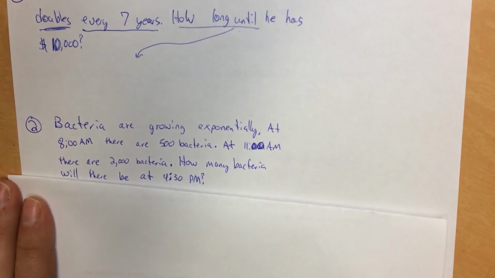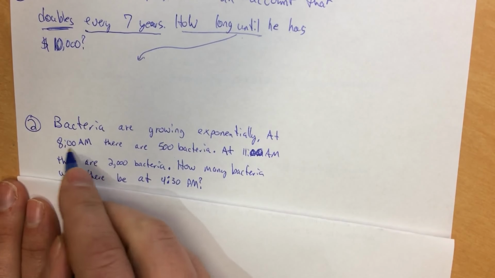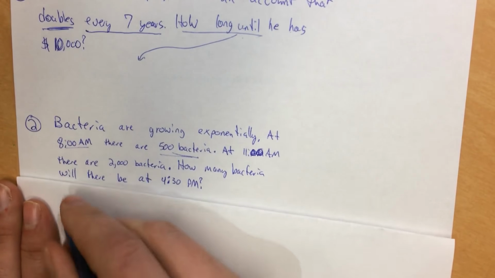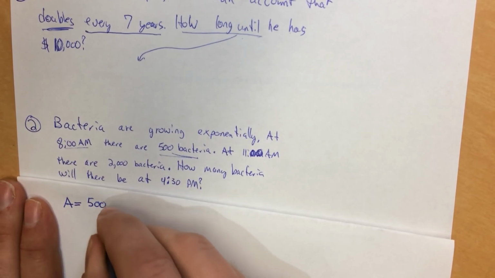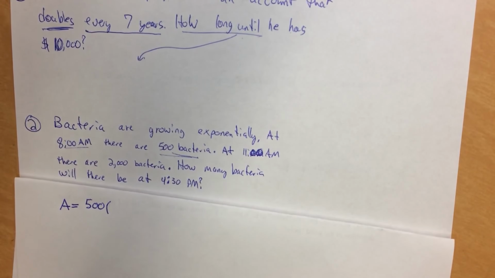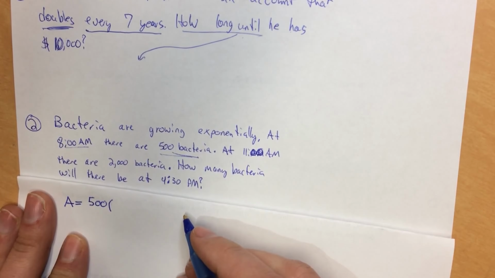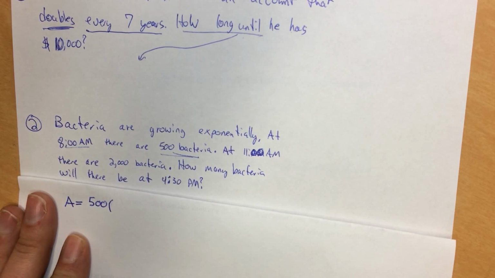So the first thing we need to do is set up an equation. We're going to say it starts with 500. We're just going to say it starts at 8 a.m. So we're going to say the amount of bacteria is equal to 500 times, here's the thing, we don't even know what it's multiplying by. It doesn't say what the constant multiplier is. It doesn't even say what the rate is.